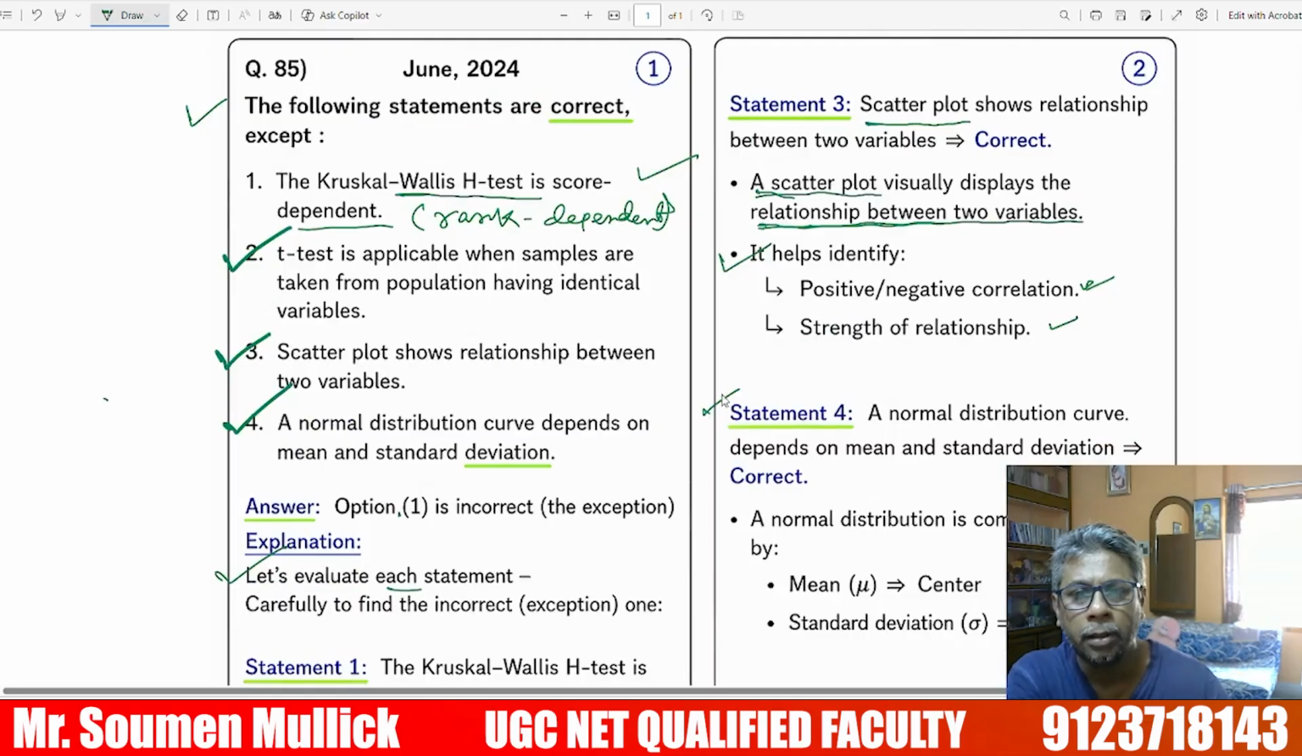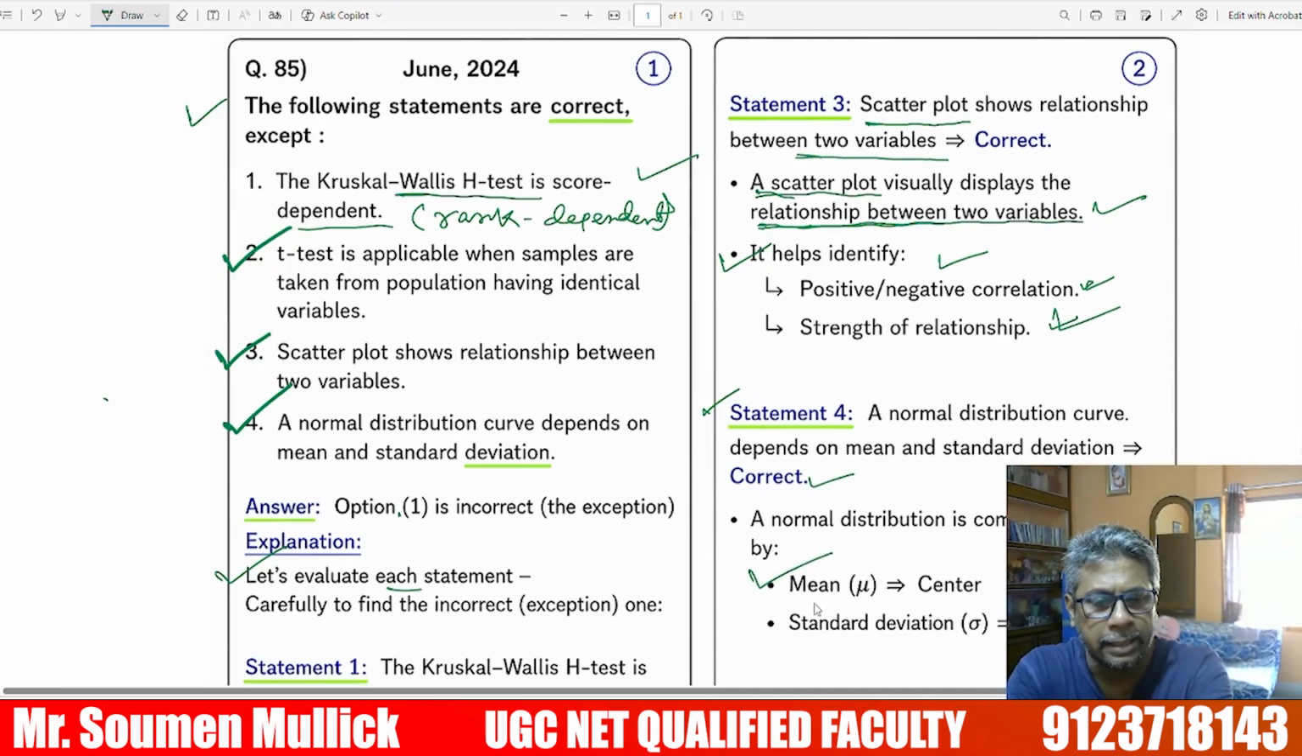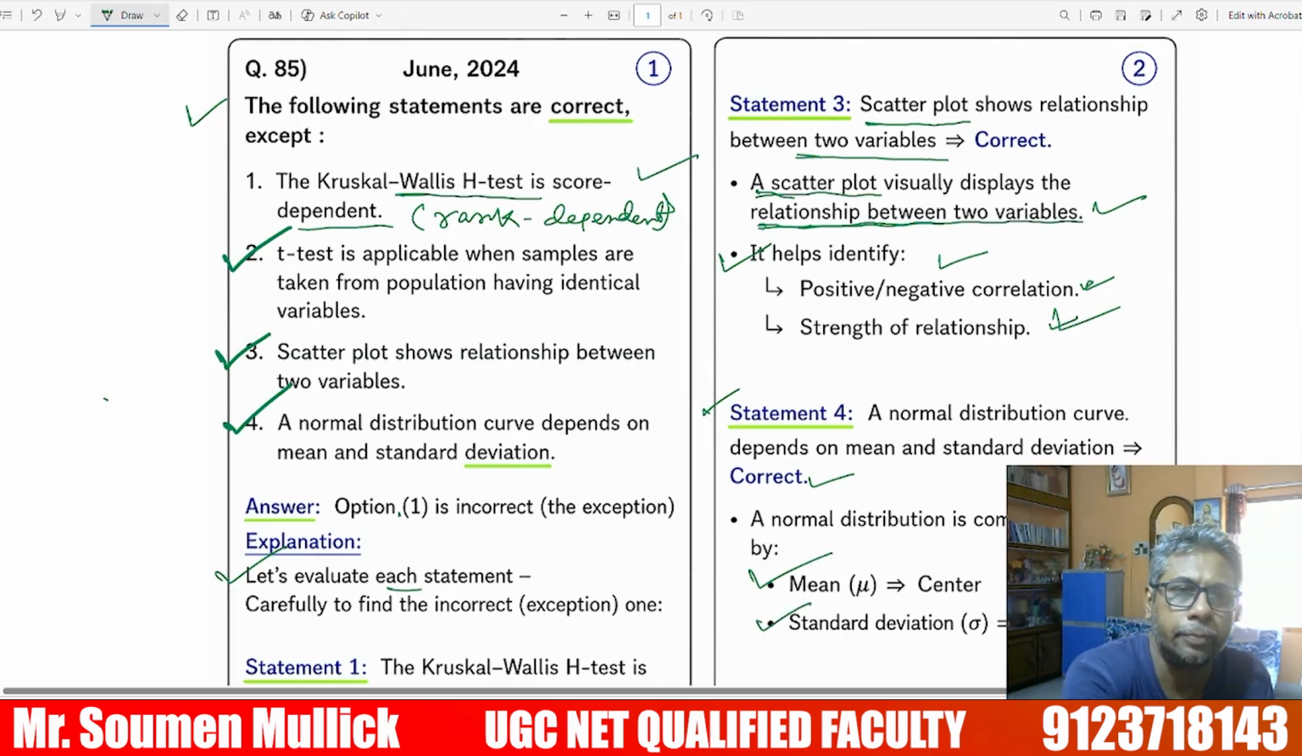Statement 3: a scatter plot shows the relationship between two variables. This is correct. A scatter plot visually displays the relationship between two variables. It helps to identify positive or negative relationship or strength of relationship. Statement 4: a normal distribution curve depends on mean and standard deviation. This is correct. A normal distribution is completely defined by mean, the center, and standard deviation, the spread. So this statement is also right.